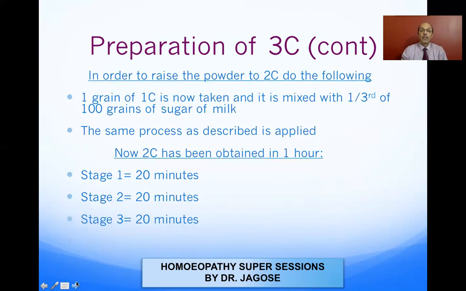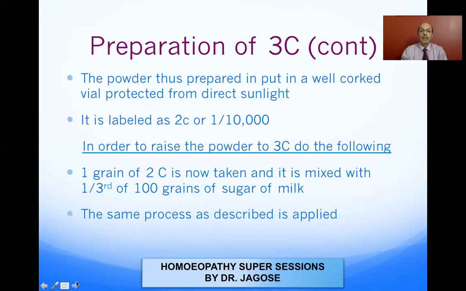In order to raise the power to 2C, do the following. Whatever you prepared of 1C, you take only 1 grain of that, and it is mixed again with 1/3 of 100 grains of sugar of milk. Now the same process is applied. That is for 2C, the same stage 1, stage 2, stage 3, comprising 20 minutes each, is done. The powder thus prepared is put in a well-corked vial protected from sunlight and is labeled as 2C or 1:10,000.